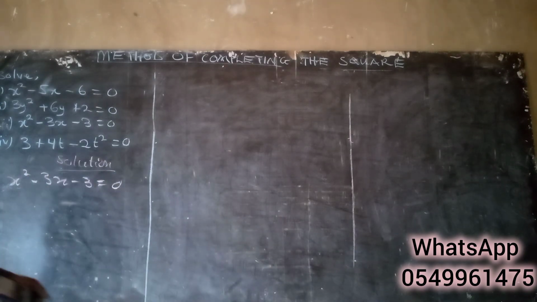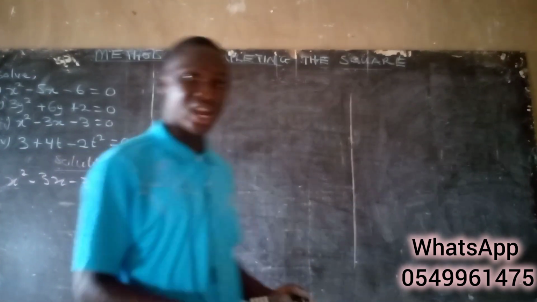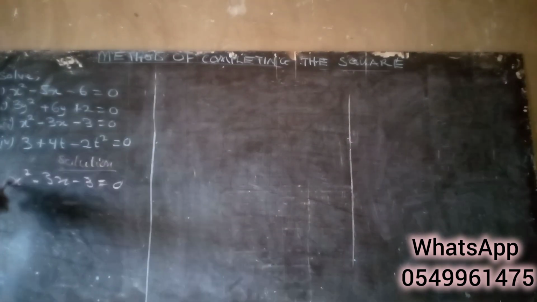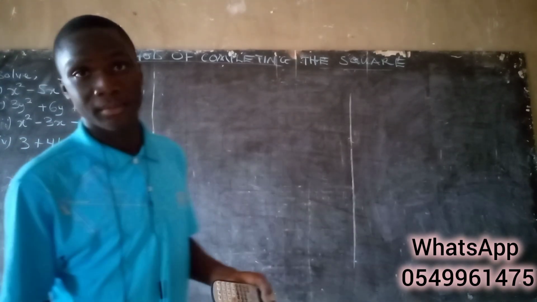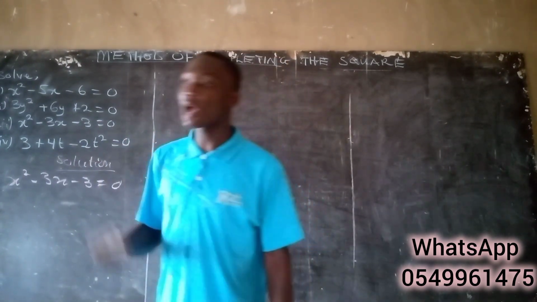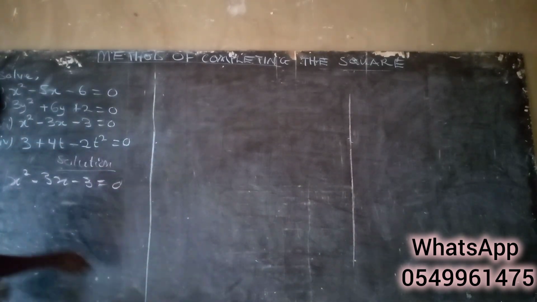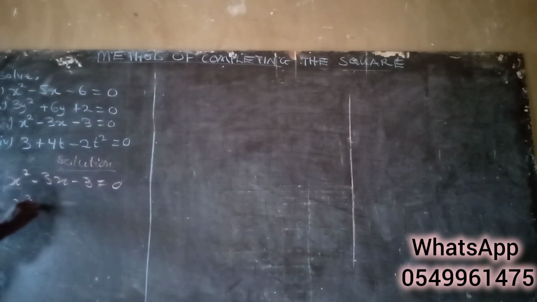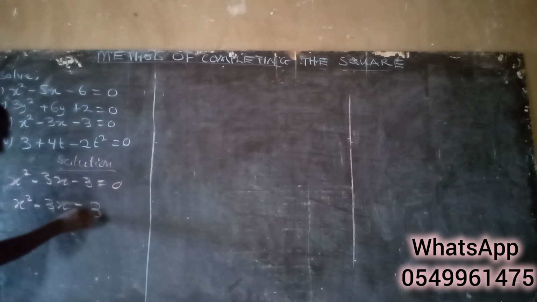As usual, we have to make the coefficient of x be 1. And from our question, it's very easy. It's already 1. So one of the work is done. The next one is that you have to transpose -3 to the right side of the equation. So it becomes x² minus 3x is equal to +3.